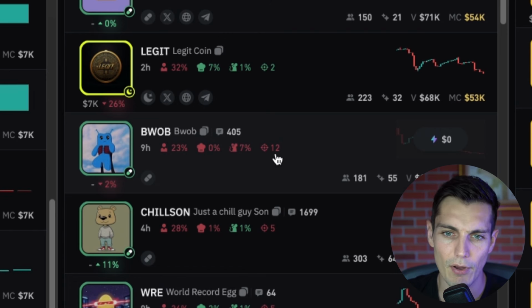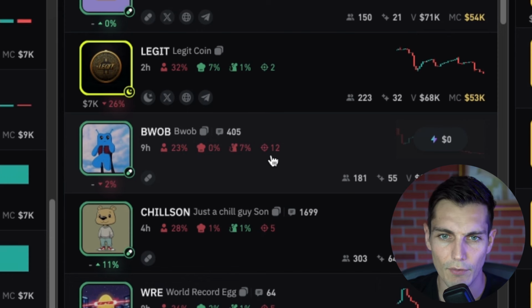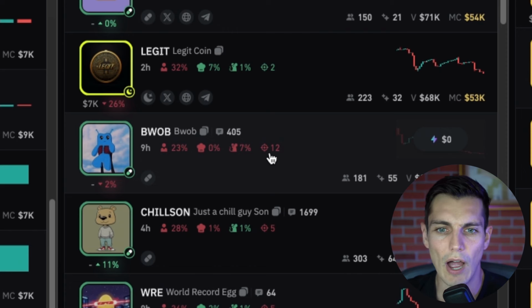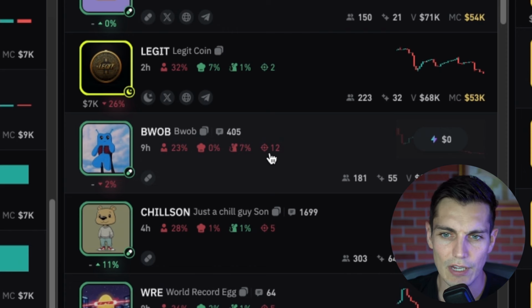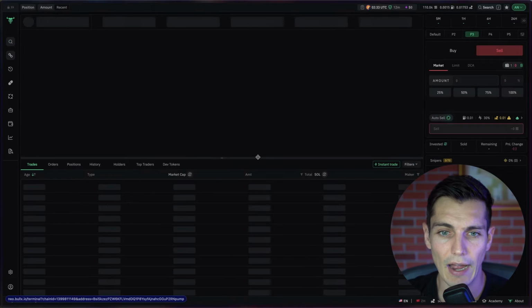And then the number of snipers. Snipers means they knew in advance, maybe, that it was launched, and they use some special tools to be first in the block. So I want this number to be below 10 usually, because if the snipers own a lot of the supply, they might dump on me and I don't want to get dumped on. Now, I do not recommend this coin.